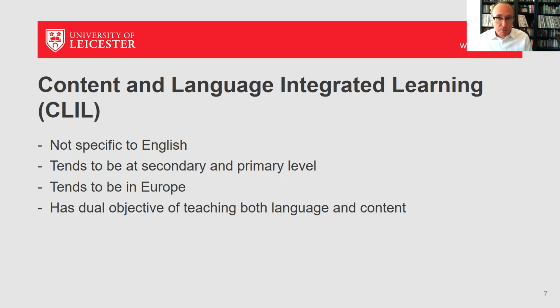The most important point, though, and the most important differentiating point between CLIL and EMI is that CLIL has a dual objective of teaching both language and content. So it has these twin objectives. And EMI has a sole objective, which is around just the content. We'll deal with those problems as we move on.